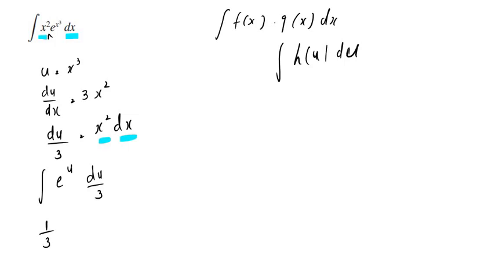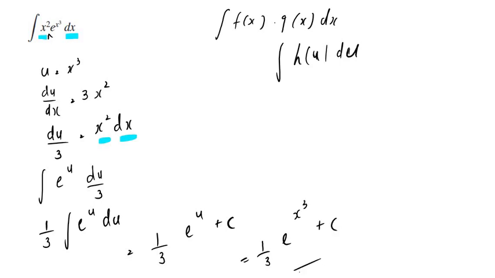So we have 1/3 integral e to the power u du, and we know the integral of e to the power u du is e to the power u. So we have 1/3 e to the power u plus c. So we do not keep it like this. We have to substitute the u back in terms of x. So it's 1/3 e to the power x cubed plus c. So that's the answer. Let's do one more question.